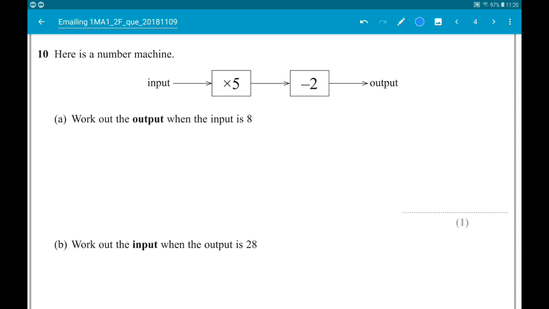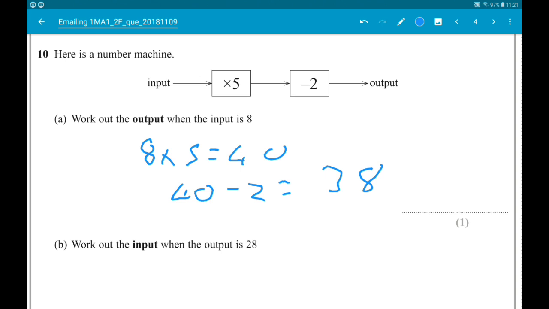Okay, so 8 times 5 is 40, and then 40 minus 2 is 38.